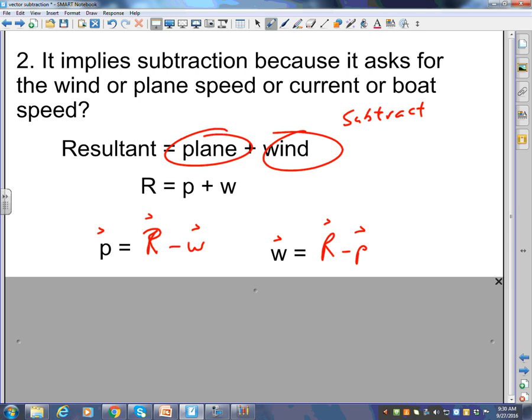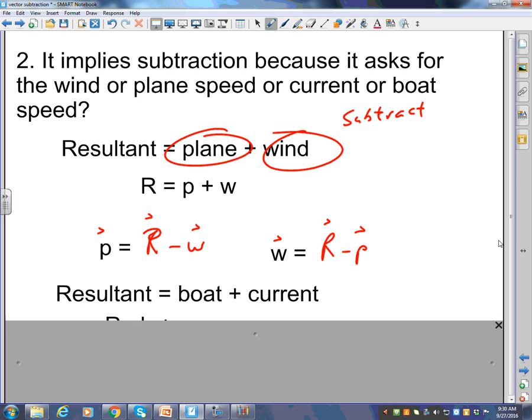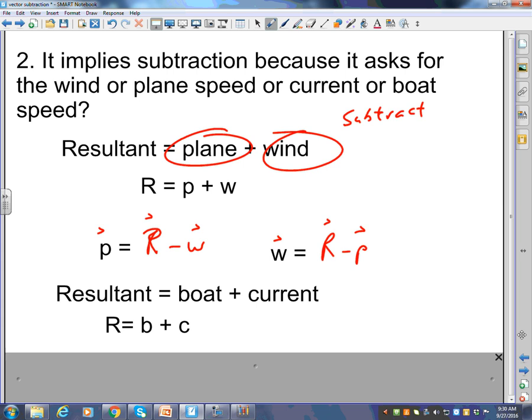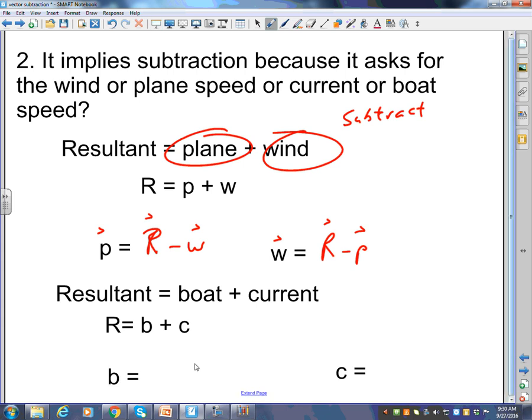How does that relate to boats in rivers, in currents? Same idea. The resultant is the boat plus the current. Resultant is B plus C. So what would you write there? Resultant is boat plus current. So the boat speed would be R minus C, or current is R minus B.